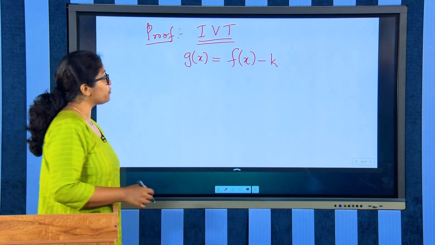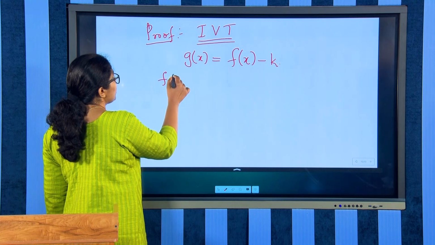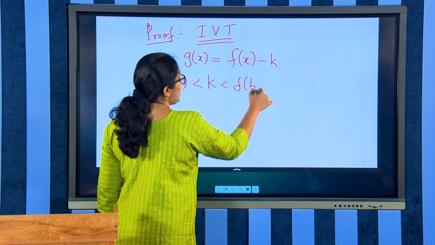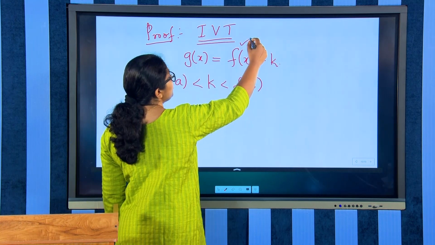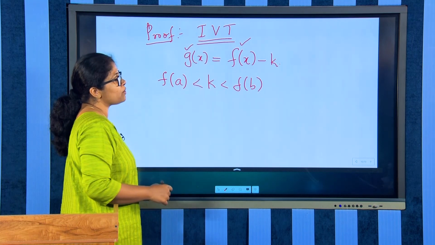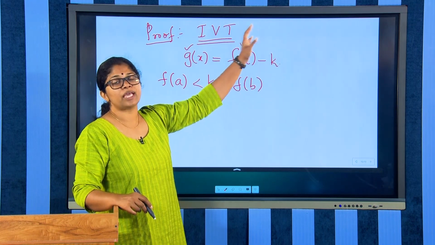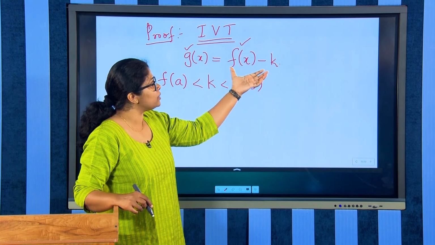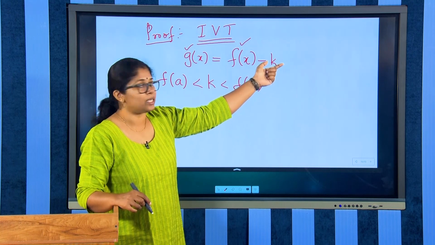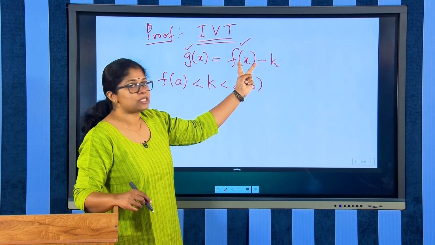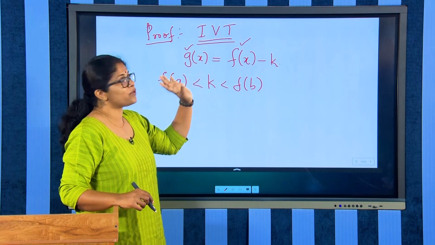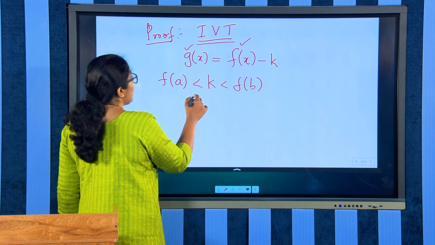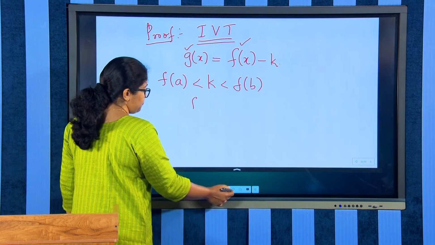In the statement of the intermediate value theorem, we are given the condition f of a less than k less than f of b. If f is continuous, g is also continuous because k is a constant function, and we have seen in the session on continuous functions that if both f and g are continuous, f minus g is also continuous. So if the difference of two continuous functions is continuous, g of x is continuous here.